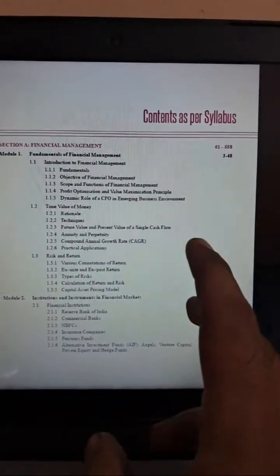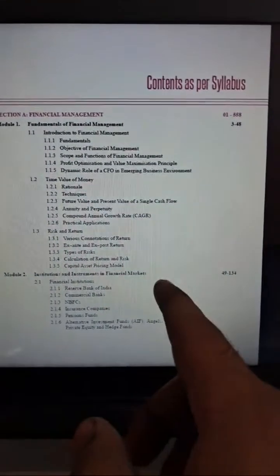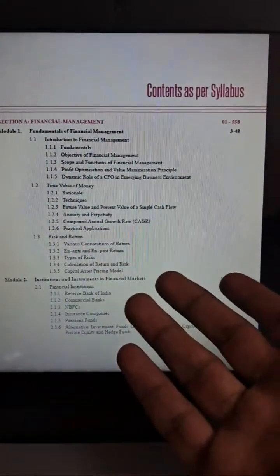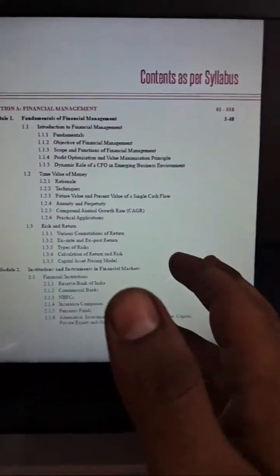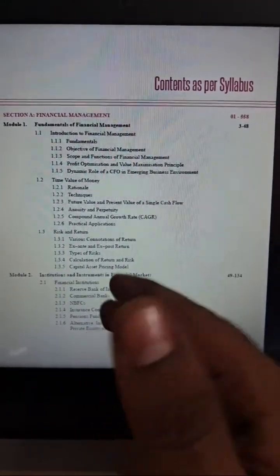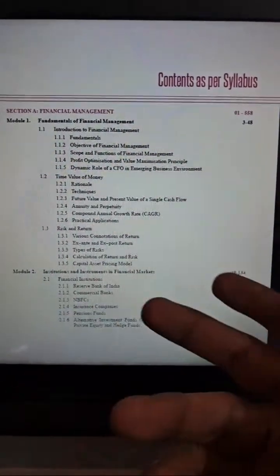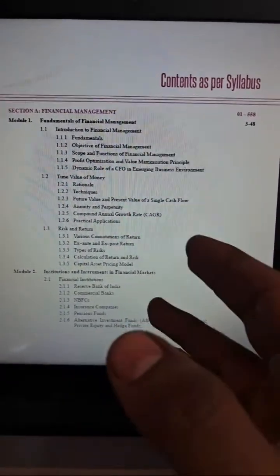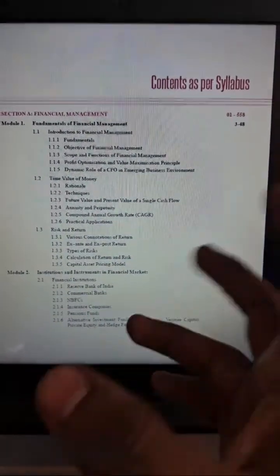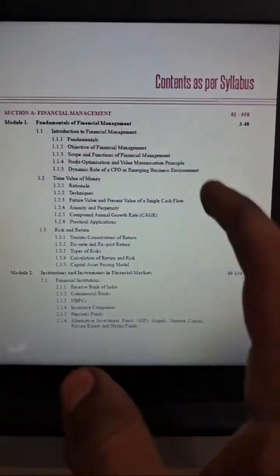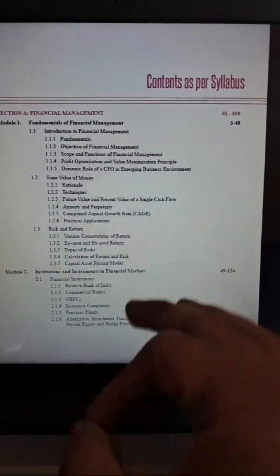So future value, present value of a cash flow. Annuity is like continuous money being paid back to you and stuff like that. And compound annual growth rate, it's easy actually. It's like 12 percent and stuff. Risk and return, there are many risk and many return variables. The higher the risk, the more the profit they say. But sometimes high risk may contain even lesser profit than normal risk.